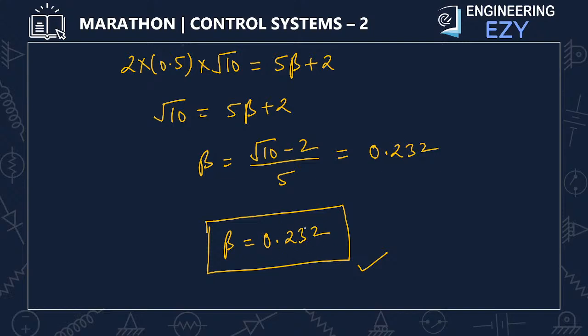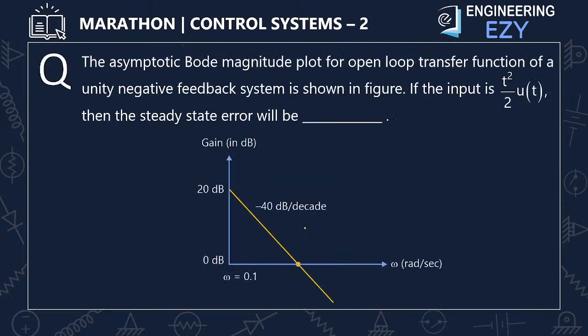Now moving to the next question, the third question. I have taken a lot of questions today. The asymptotic Bode magnitude plot of the open loop transfer function of a unity negative feedback system is shown in the figure. If the input is unit parabolic, t square by 2 u(t), then you have to calculate the steady state error.